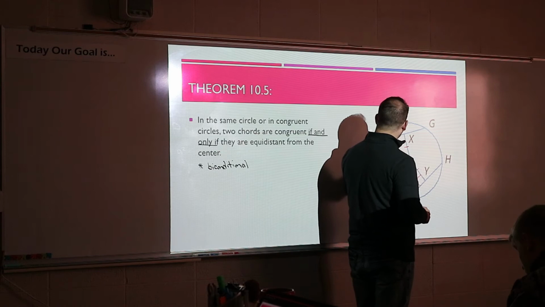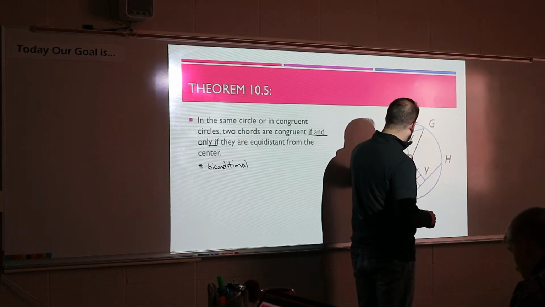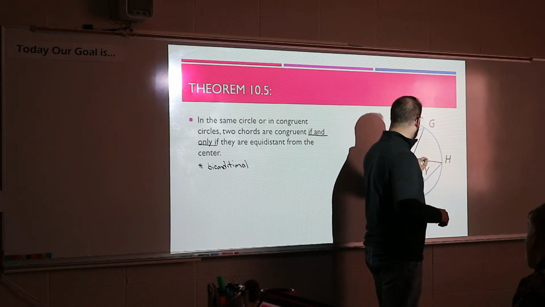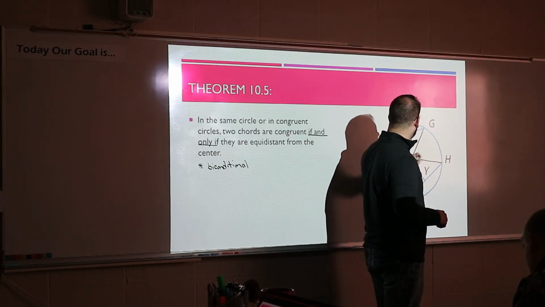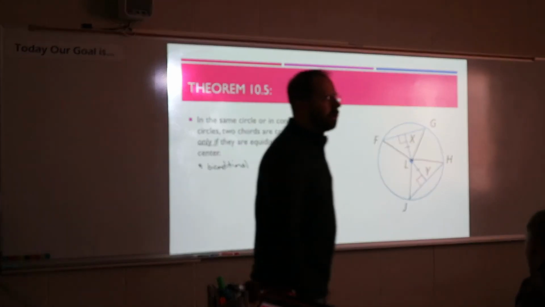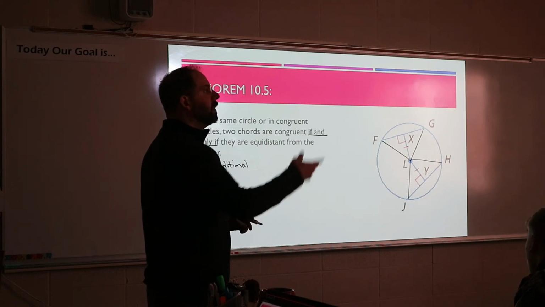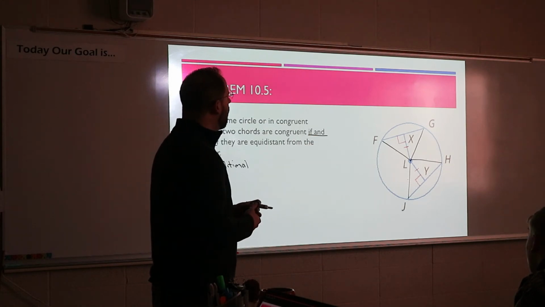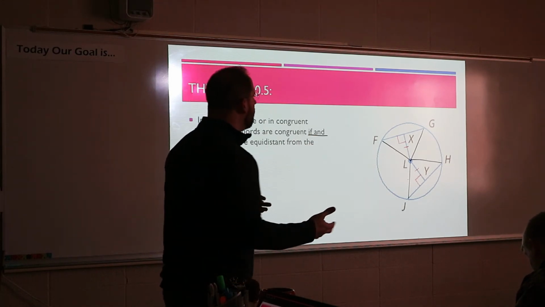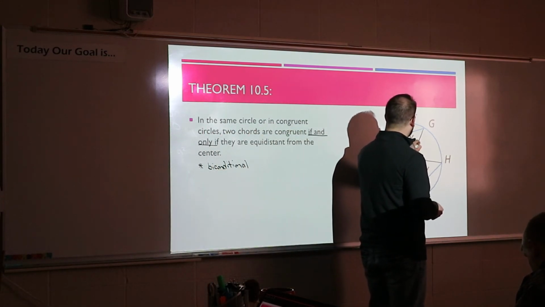Second, we have the perpendicular, we have that angle. I'm going to draw a line from L to F and L to G, L to J, L to H. What are these lines called? From L, that L is the center. Radius? Yeah, they're radii, right? They're all the same length. So on this picture, all these radii have the same length to them.